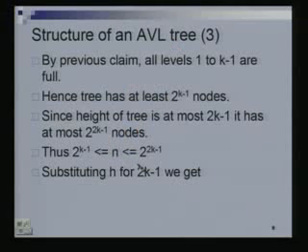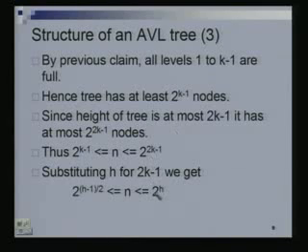Since we've been using h for the height, let's substitute h for 2k minus 1 and see what this looks like. This becomes 2 to the h and this becomes 2 to the (h minus 1) by 2. It's the same thing I'm showing you over and over again. What is this saying? If you have an AVL tree of height h, then it has at least 2 to the h by 2 nodes, as we had shown earlier. So now we are showing 2 to the (h minus 1) by 2, roughly the same thing.